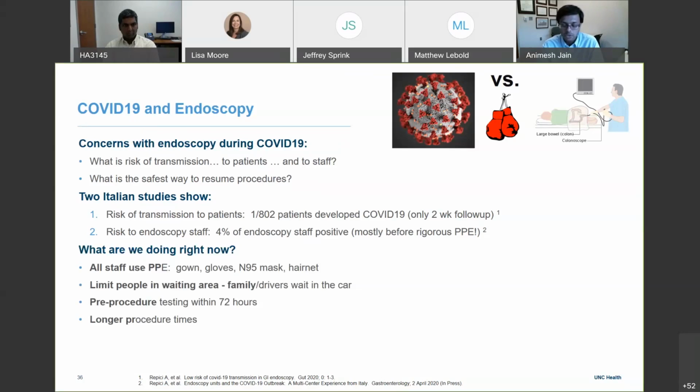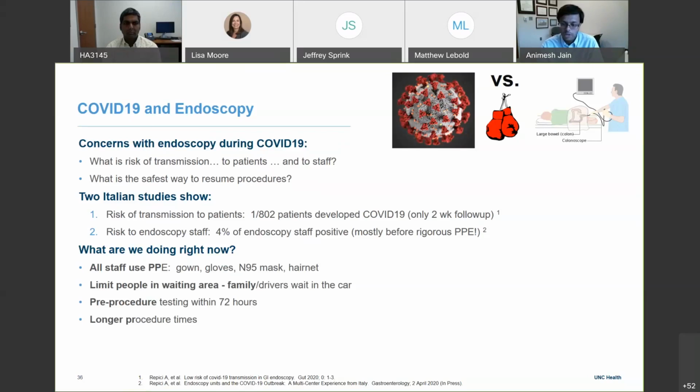So any patient who needs an endoscopy or colonoscopy procedure has to have a COVID-19 test done and documented negative within 72 hours prior to their procedure. So we can feel relatively comfortable that the patients coming in are negative. We're also being very diligent about PPE use. We're using full gown and gloves, N95 mask, and hairnets. We're extending the procedure time to allow for more time for cleaning and for less congestion in the unit.